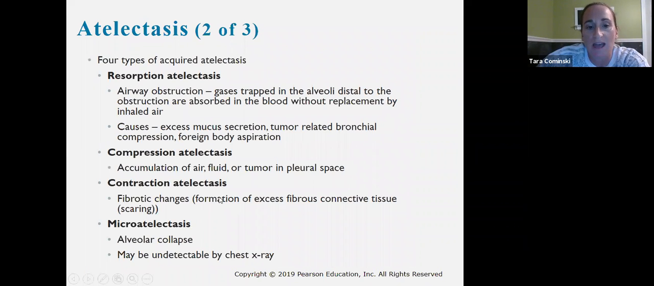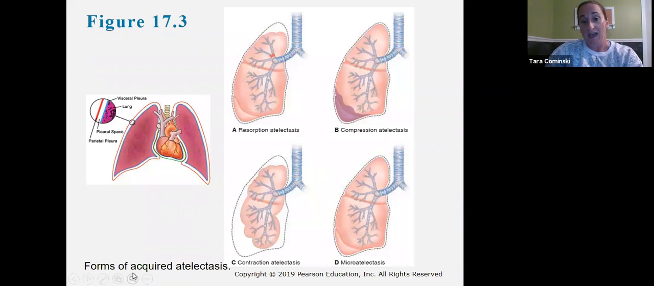So contraction atelectasis. We talked about fibrotic tissue, right? So it says here, fibrotic changes. Basically, if you're getting more and more of that scar tissue forming, it can again create pressure and push on that lung and cause collapse. So the idea is that you have more and more of this fibrotic tissue forming, confining the space of that lung and causing collapse, okay?